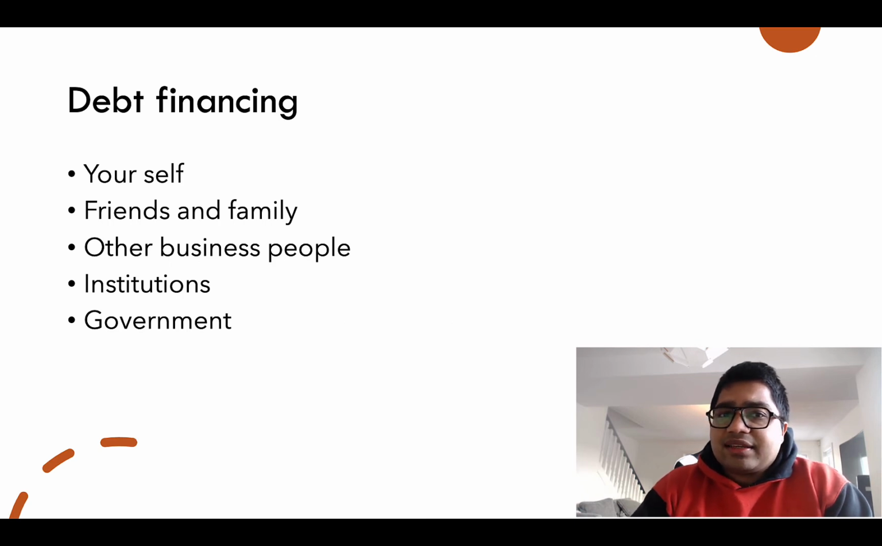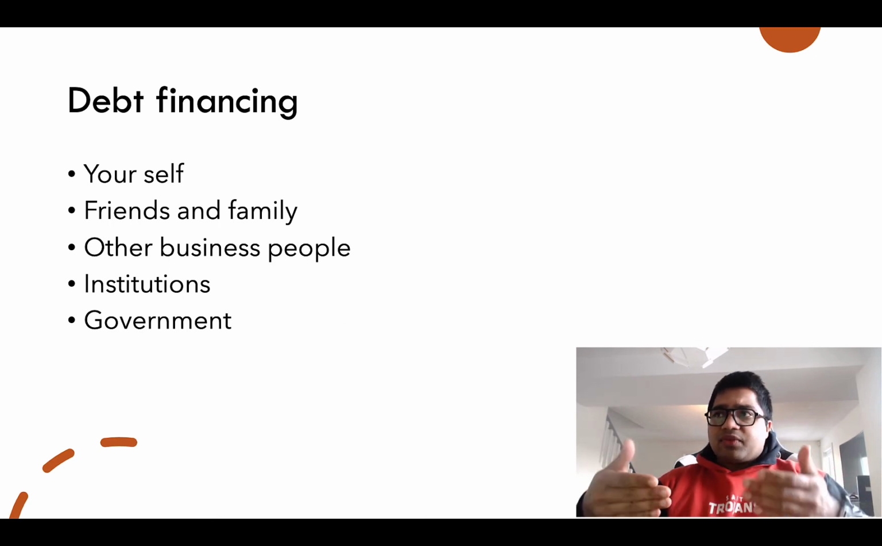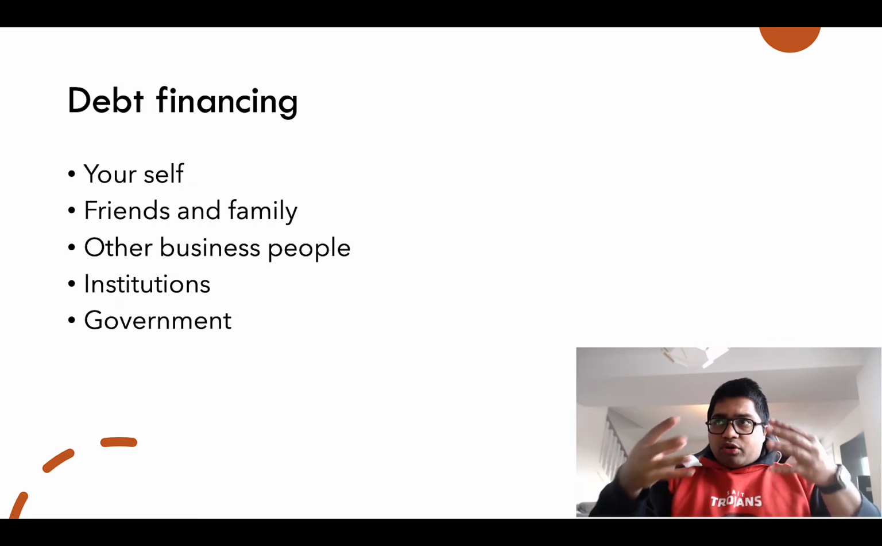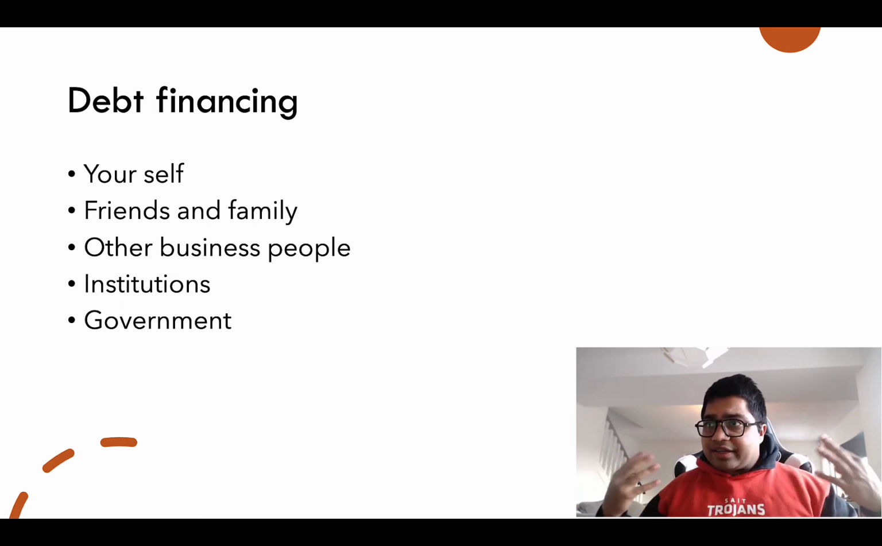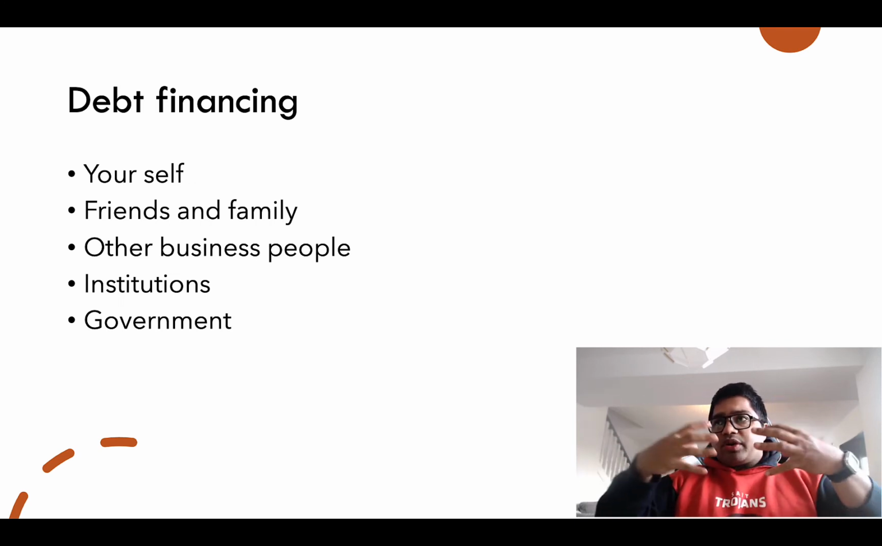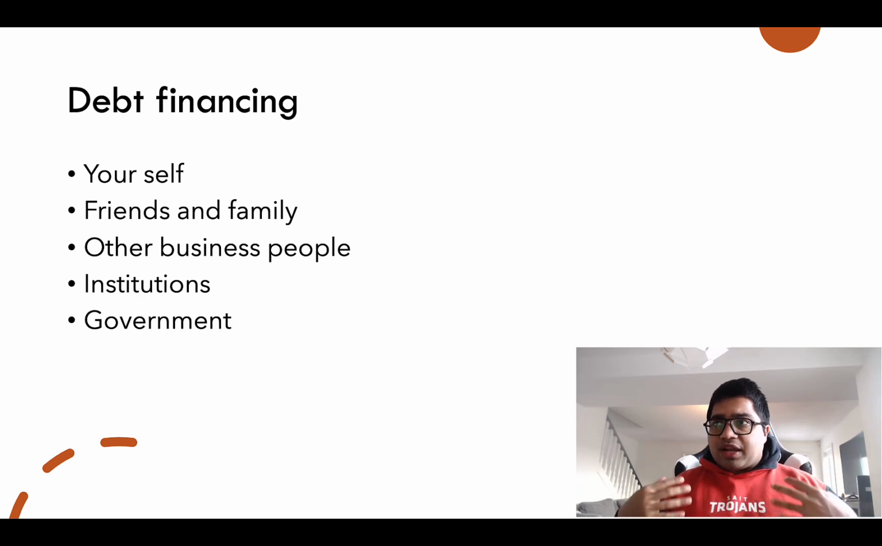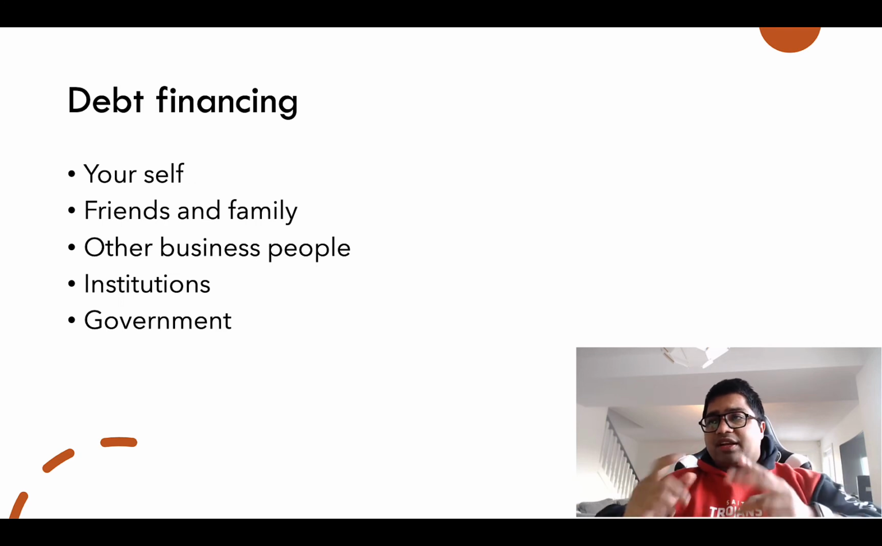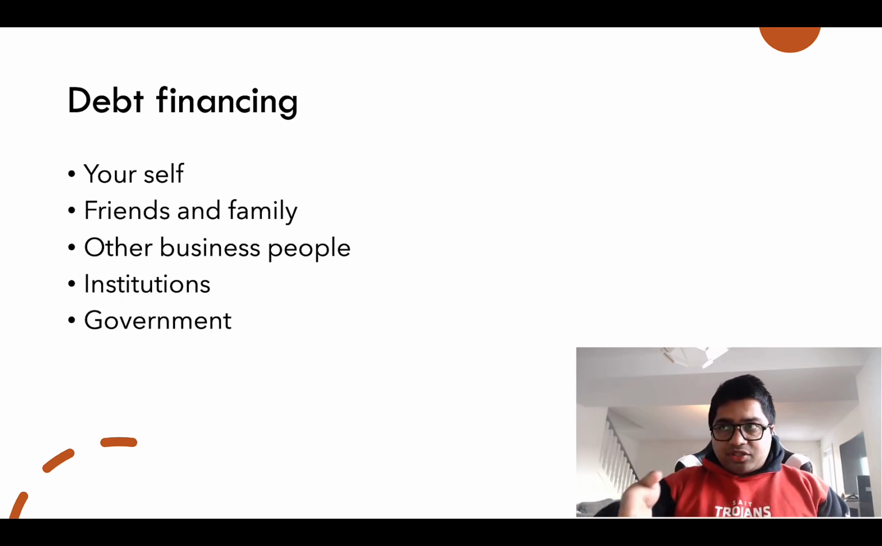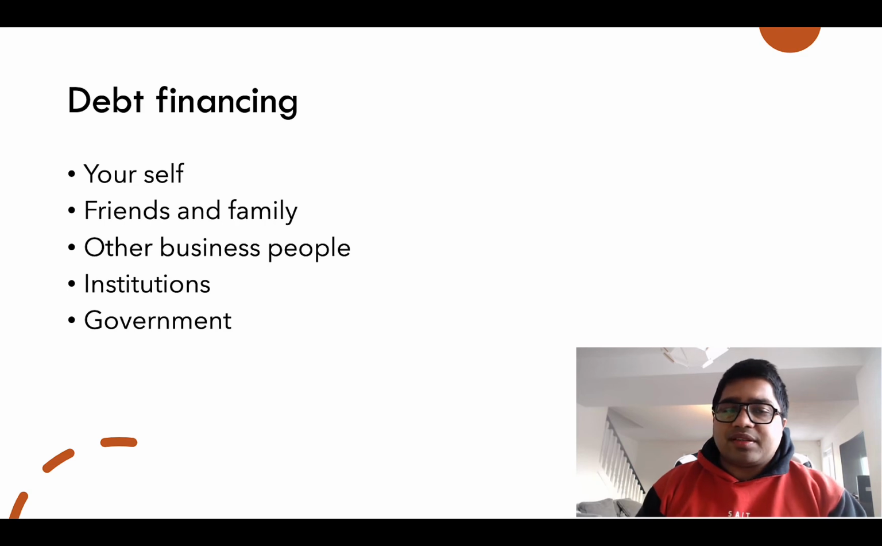Debt financing is where you borrow a loan. You borrow principal. Let's say I'm taking a $100,000 loan. Against this borrowing, I'm not giving up ownership. What I'm going to do is pay regular interest. So a loan is where you borrow a principal and pay regular interest, and when the loan matures, you pay back the principal.